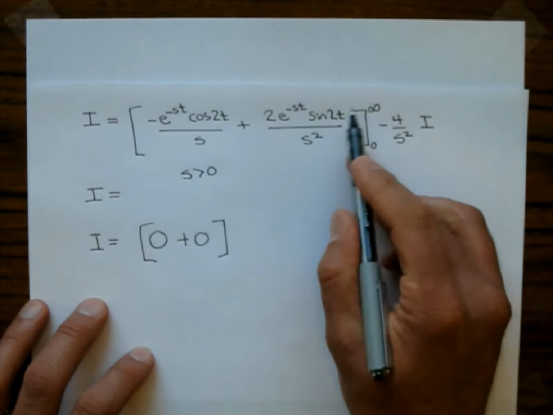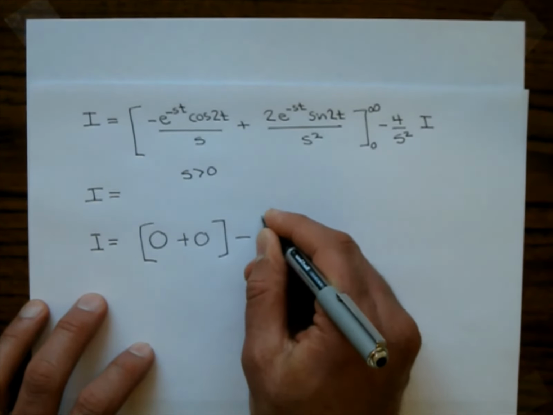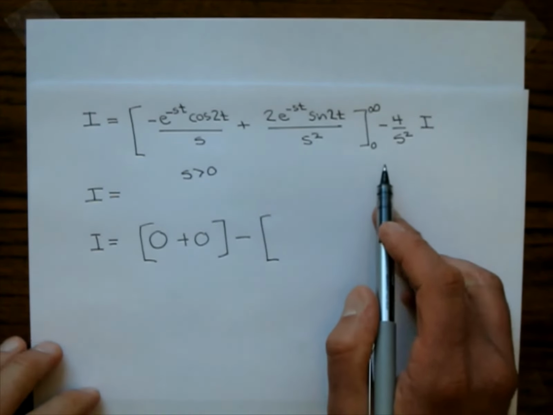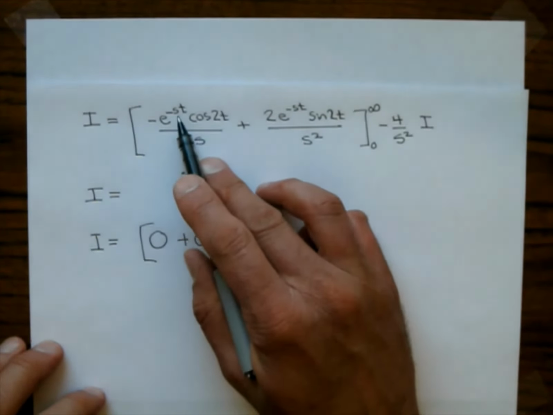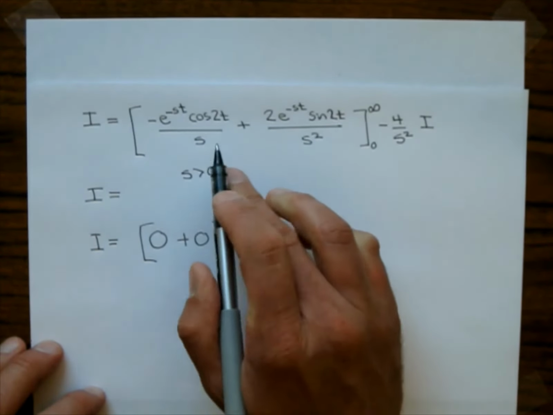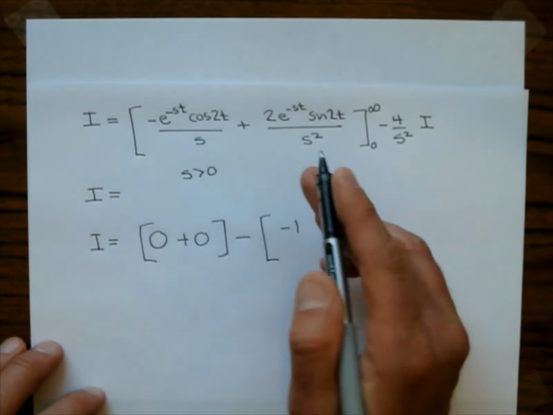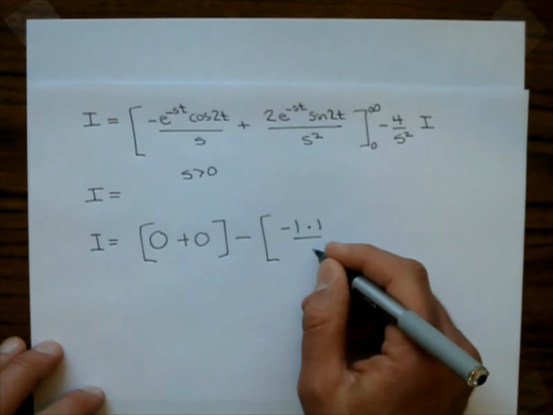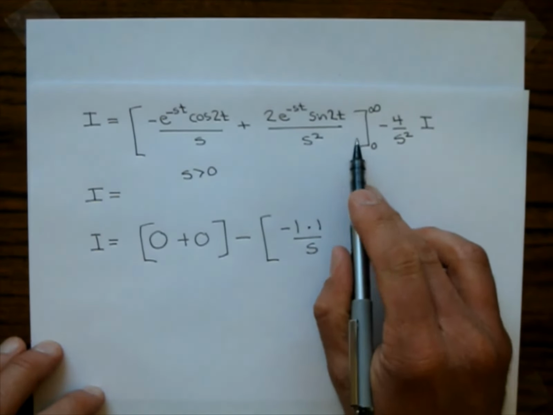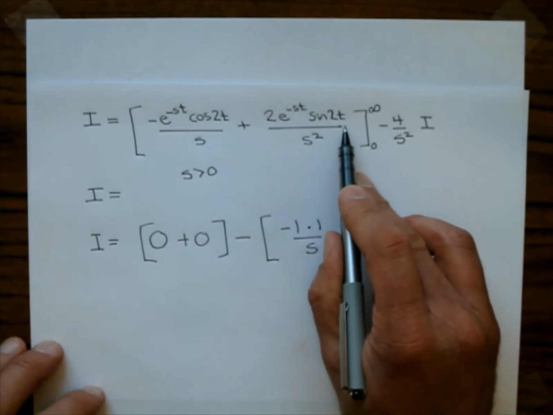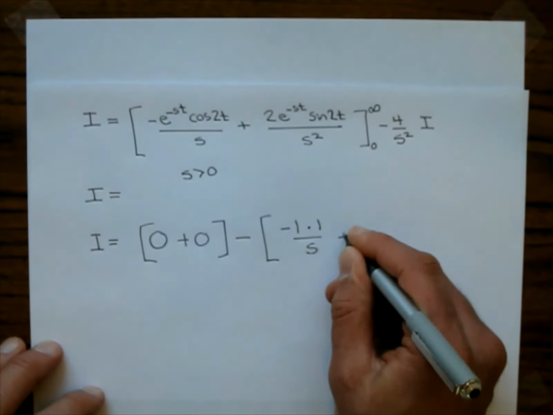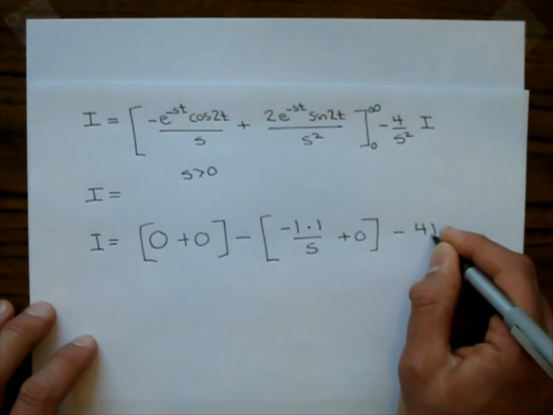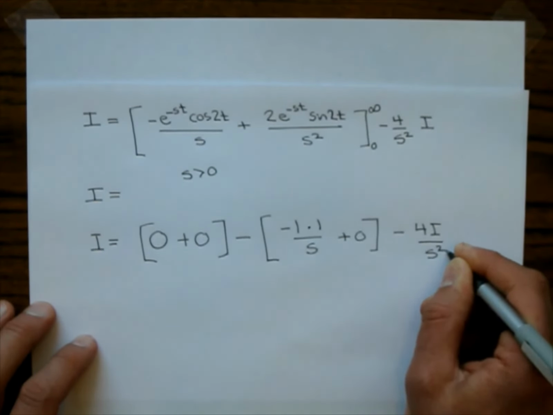Okay, so there's putting infinity in. And now we're going to put 0 in for t. You put 0 in there, you get a -1. You put 0 in for the cosine. Cosine of 0 is 1. And then on the bottom you have s. You put 0 in for t here, you get the sine of 0, which is 0. And so we have plus 0 right there. And let's not forget minus 4i over s squared.